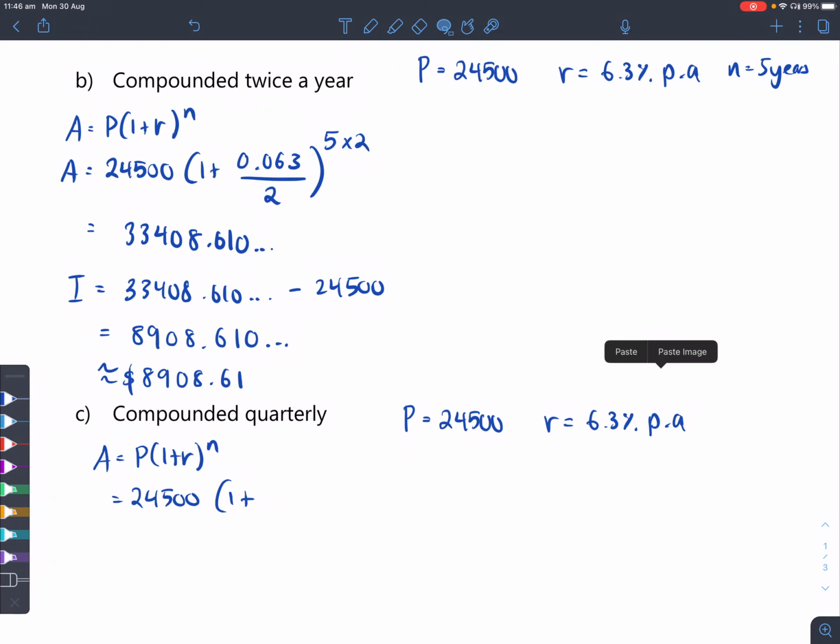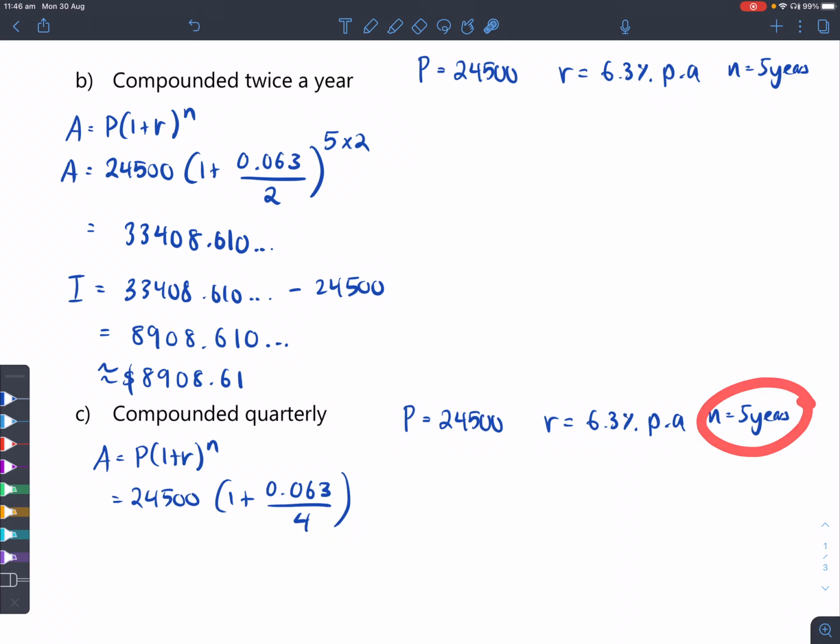Just before I do that, I'm just going to put this here. So our rate is this, but this is per annum. So if we want this to be a quarterly rate, we're going to divide this rate here by number 4. So we're going to write 0.063, but divided by 4. And usually it's 5 years. So we're just going to put that to the power of 5. That's in years. But in 5 years' time, each year has 4 quarters. So we're just going to multiply that by 4. And you know that's going to be 20.